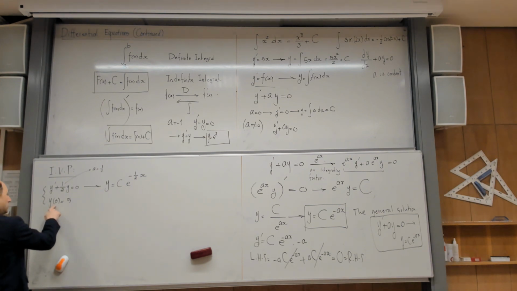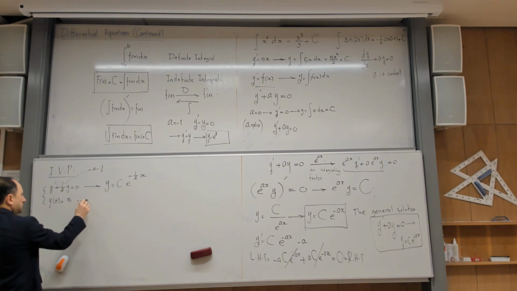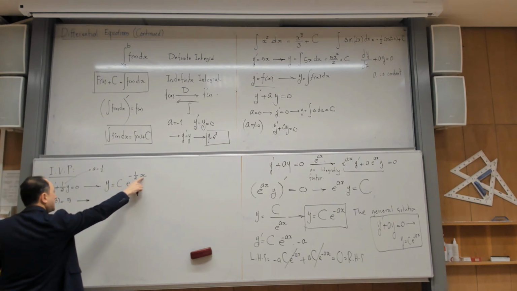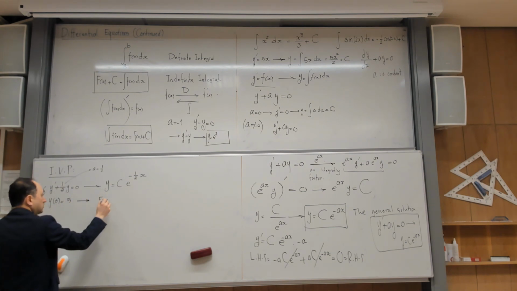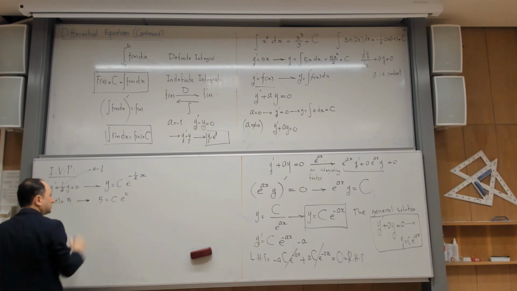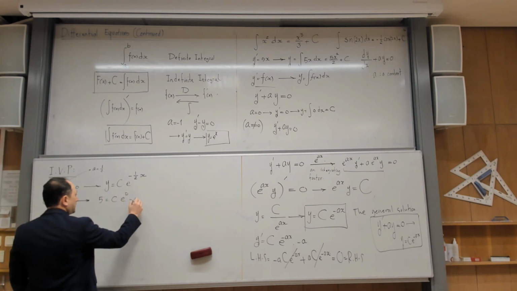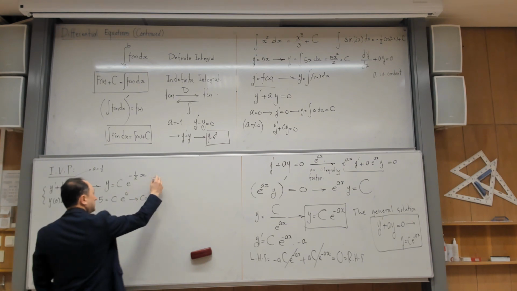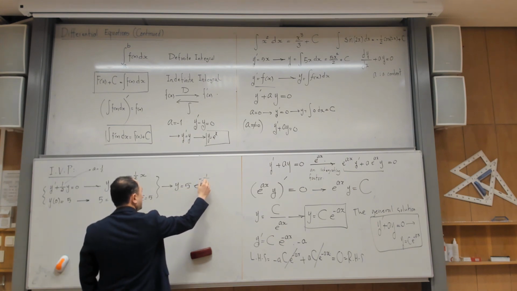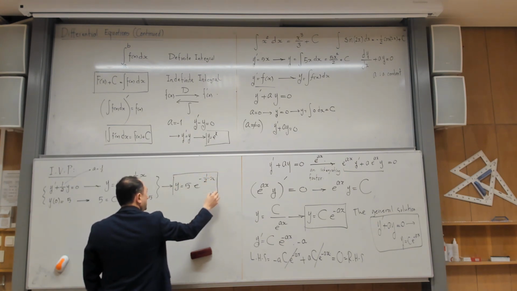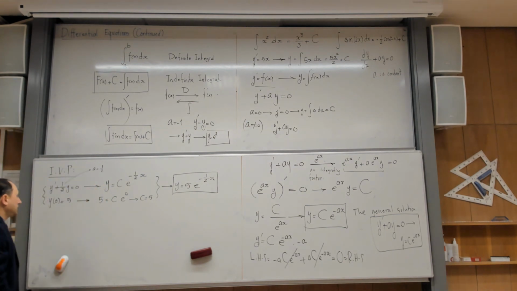But y of 0 is supposed to be 5. What does it mean? It means that if I go to y and replace x with 0, the answer is supposed to be 5. So this means that 5 is equal to c e to the power of 0. So this means that c is 5. And then I put them into one equation and I get y is equal to 5 e to the power of minus 1 over 2 x. So what does it mean? It means that I was able to find a solution for this differential equation that also satisfies this extra condition. That's the only function with that problem.